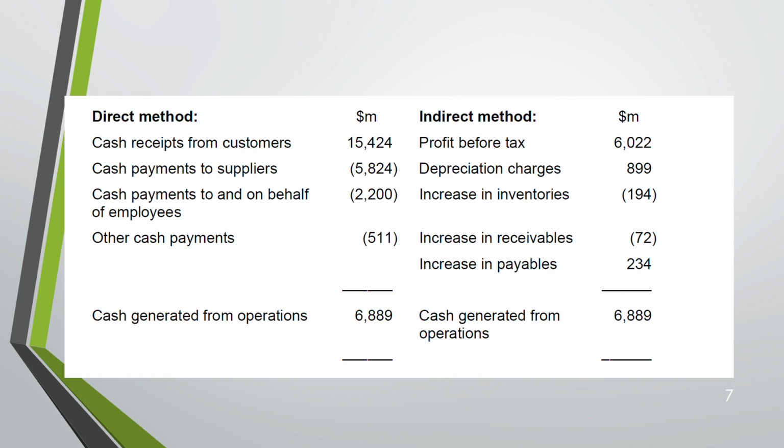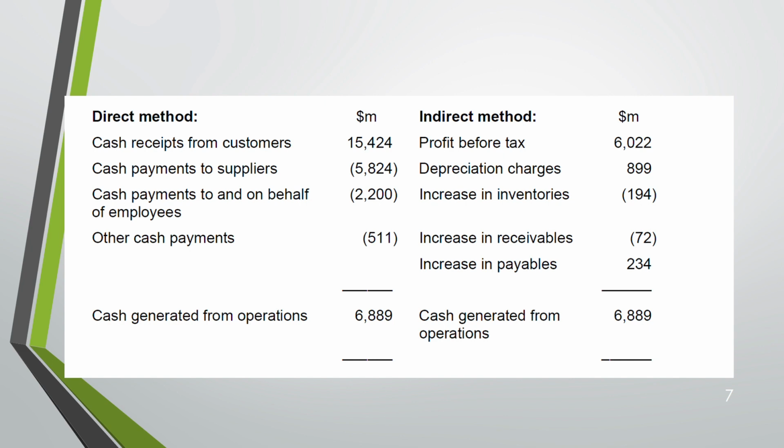So let's start with the direct method first, where you start with cash receipts from customers, you deduct cash payments to suppliers and also cash payments to employees and other cash payments. So receipts minus payments. That's the simple idea, direct. Indirect method: profit before tax. With that you add depreciation.